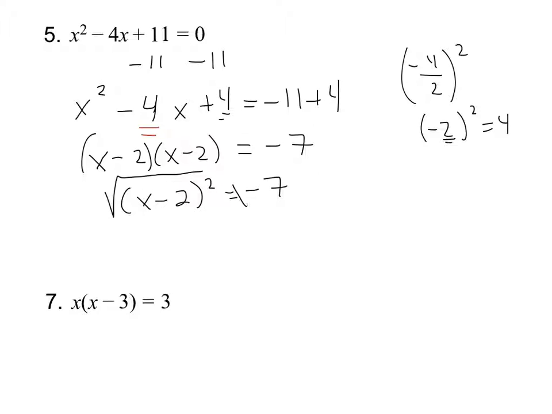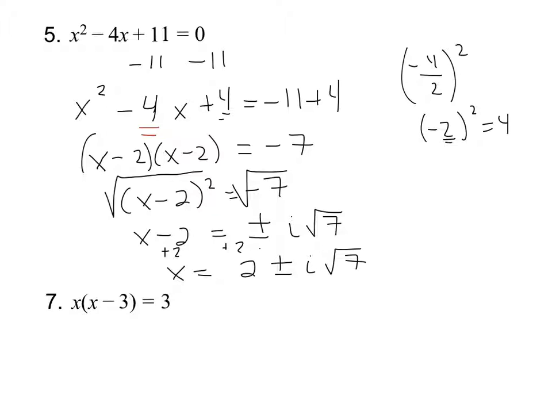So I'll take the square root of both sides, so I'll get x minus 2 equals plus or minus the square root of negative 7, which I know is i square root of 7. 7 doesn't break down. It doesn't factor into anything, so it just stays like that. I'll add 2 to both sides. So my final answer is 2 plus or minus i times the square root of 7. So we have two complex solutions in this case. Quadratic formula would have gotten you the same thing, just plugging in numbers instead of doing this method.